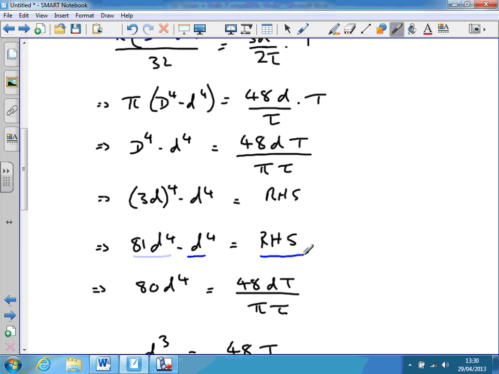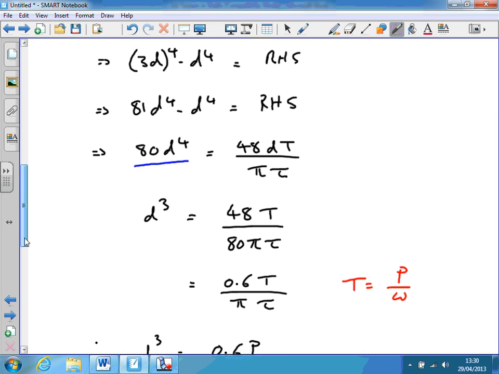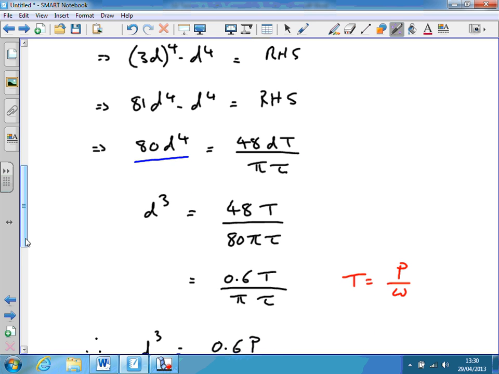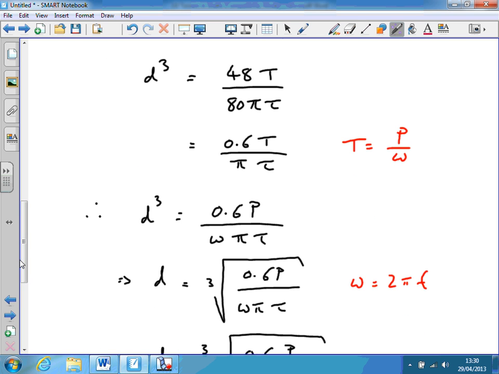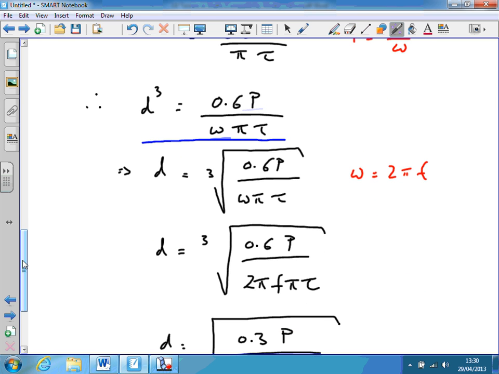81 d to the 4 minus d to the 4 is 80 d to the 4. So then we can divide by 80, tidy up, 48 over 80 is 0.6, so we get d cubed equals 0.6 T over pi tau. But we know that T is the power over omega, the angular velocity, so we can put power over omega in instead of T to get this line. So d is the cube root of all this.